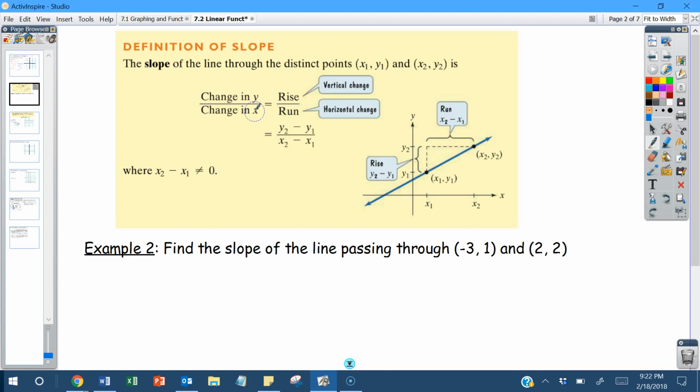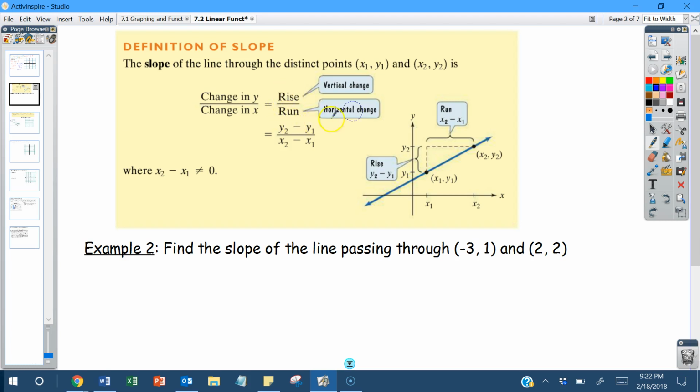So how do the y points in the ordered pair change, and how do the x points in the ordered pair change? It's the ratio of the change in y over the change in x. We also call it rise over run. So how does the vertical change relate to the horizontal change?